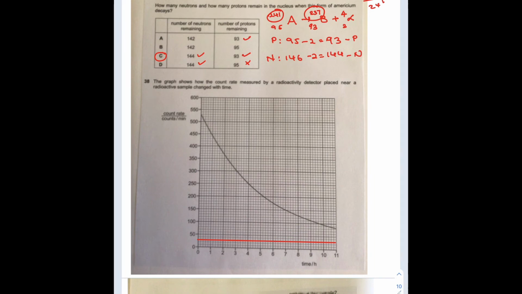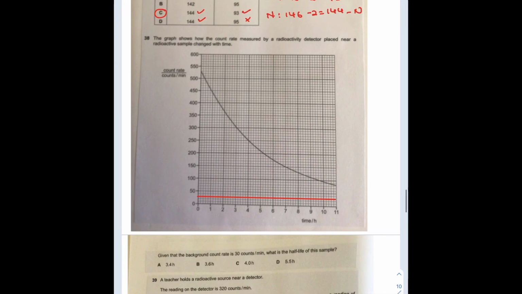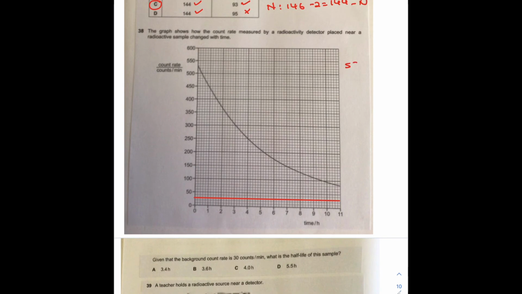All right. So we try, how much was that at the beginning? 520, 530. So 530 minus 30, that's 500, right? 500 divided by 2 is 250. I'm removing background radiation because they said it's 30 counts per minute.